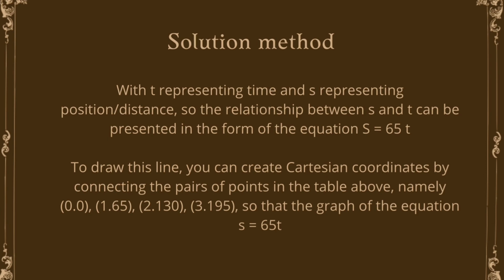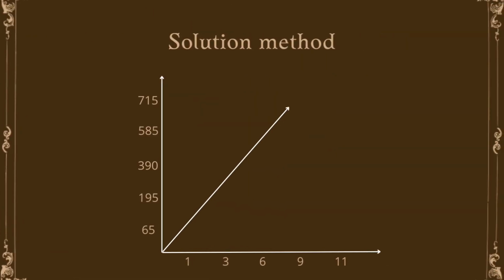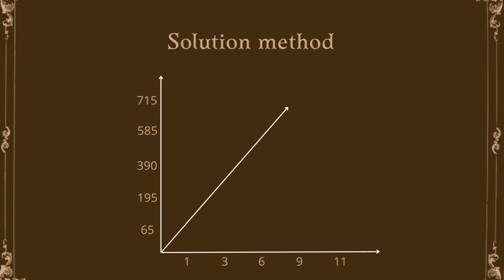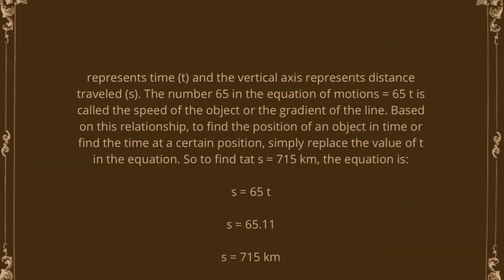To draw this line, you can create Cartesian coordinates by connecting the pairs of points in the table above, namely (1, 65), (2, 130), (3, 195), so that we get the graph of the equation S equals 65T. You can see the graphic: the horizontal axis represents time or T, and the vertical axis represents distance traveled or S.